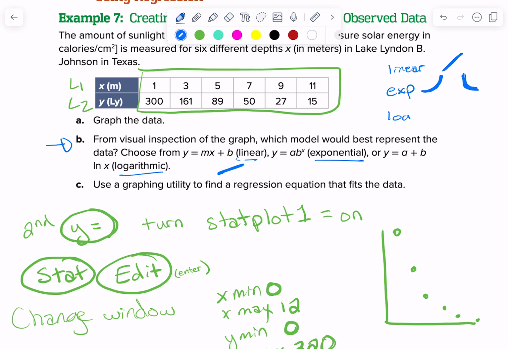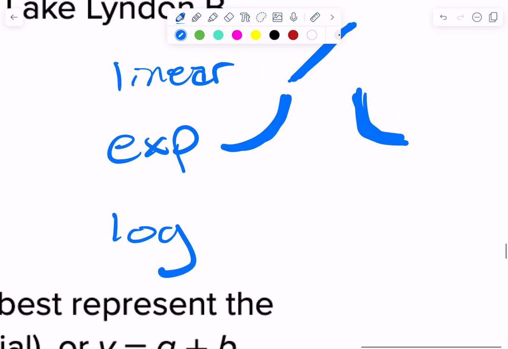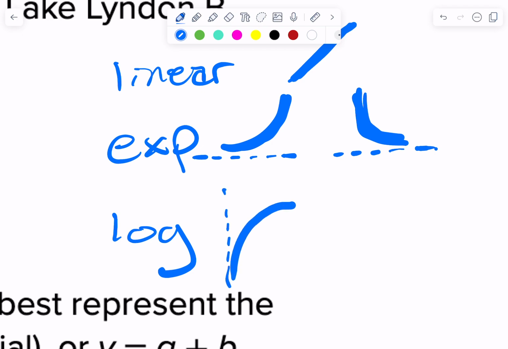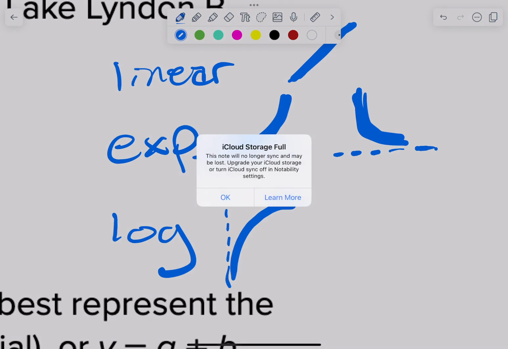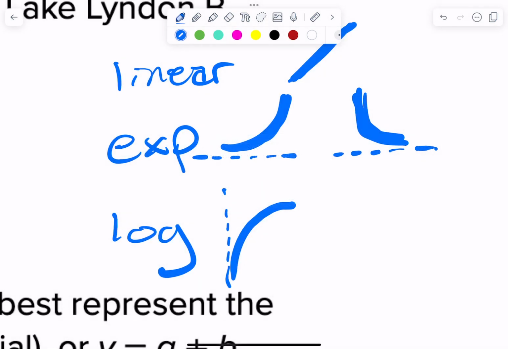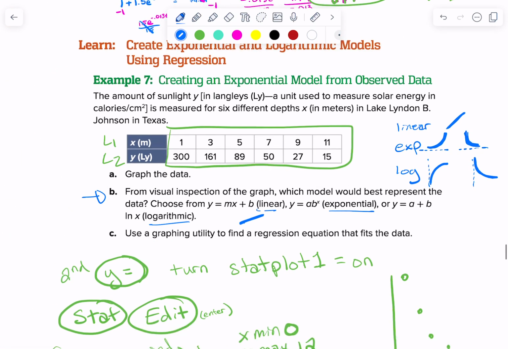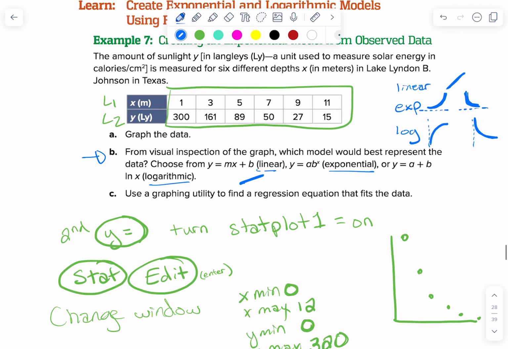Okay, log. Exponential has a horizontal asymptote. Log looks like this, where it has a vertical asymptote, or the other way, like this. That's log. So which one of these three is it? Exponential. I'm going to guess it's exponential.